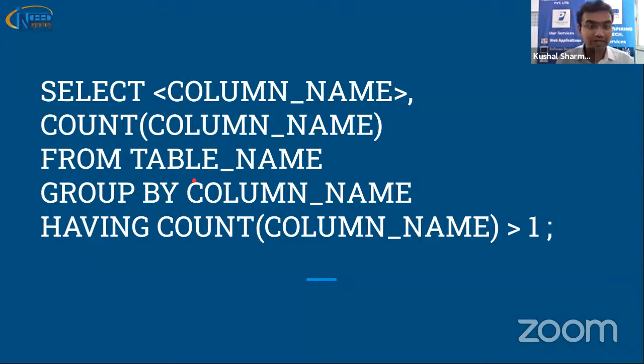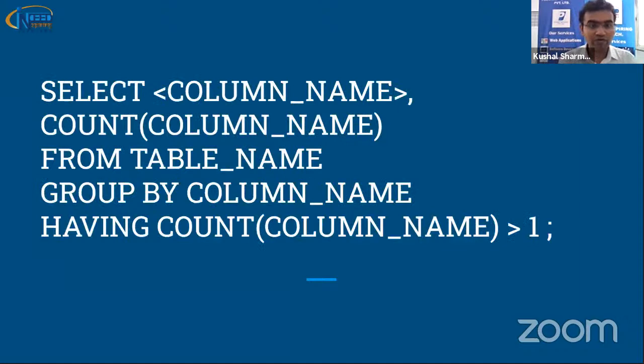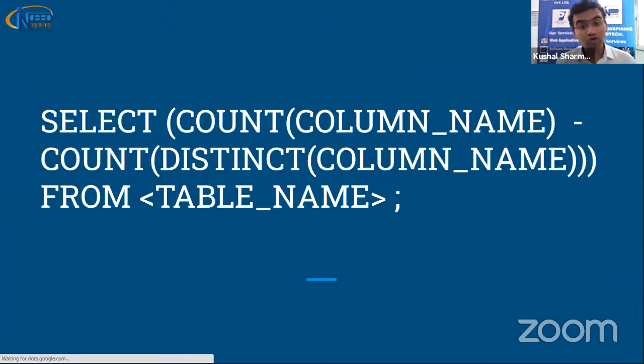Now let us move towards the next question. The next question we have is, how can we find the count of duplicate records in a table? Right, count of duplicate records. So in this case we find the duplicate records, and now how to find the count of duplicate records. So this way you can find the duplicate records count.